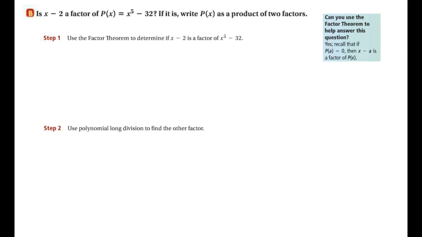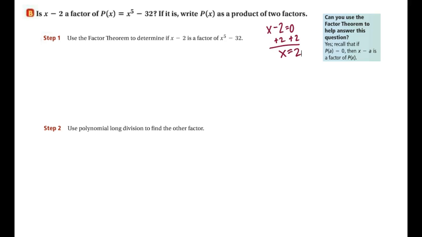In part B, we need to figure out if x minus 2 is a factor of the given polynomial x to the fifth minus 32. If it is a factor, we need to write the polynomial as the product of the two factors. Remember, in order to get our answers, we always set our factors equal to 0. So I'd set x minus 2 equal to 0. I did my one step by adding 2, and I get x equals 2.